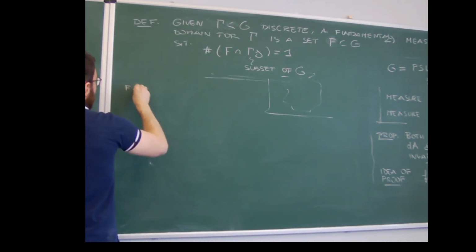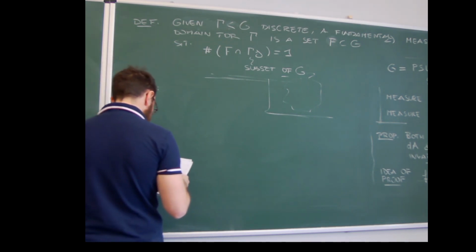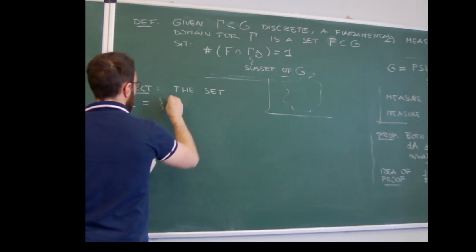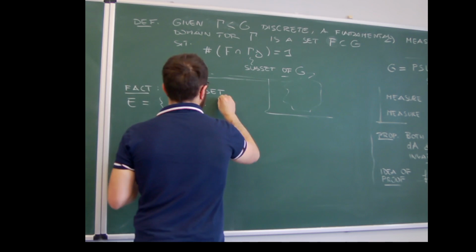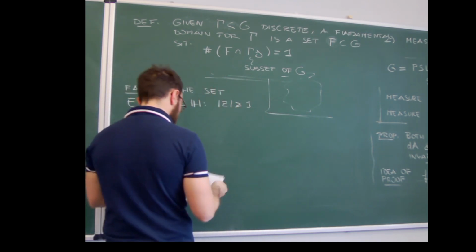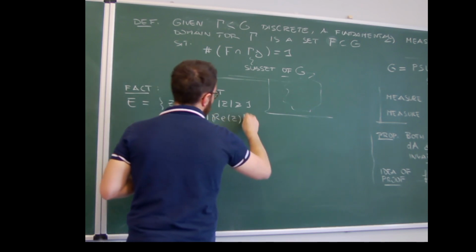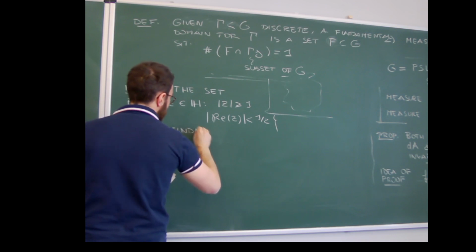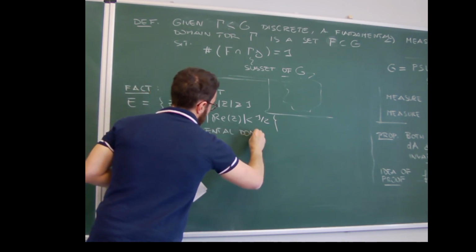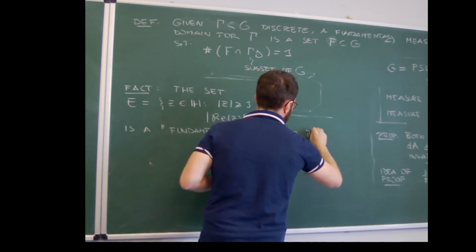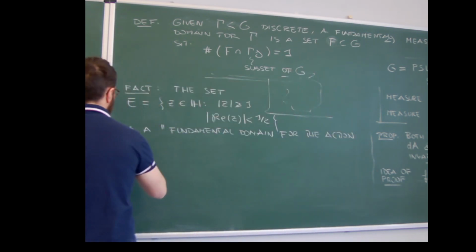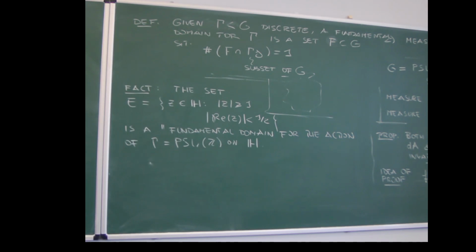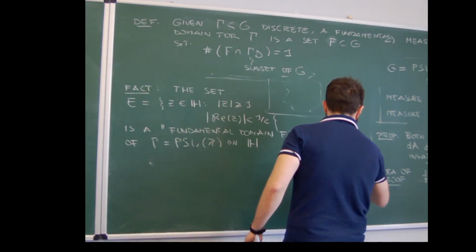Good, so I'll start from the following fact. The set E equals z in H such that the modulus of z is larger than 1 and the real part of z in absolute value is less than 1/2 is a, let me put it in quotation marks, fundamental domain for the action of gamma equals PSL2Z on H. Okay, so from now on, I will always assume that my gamma is PSL2Z.